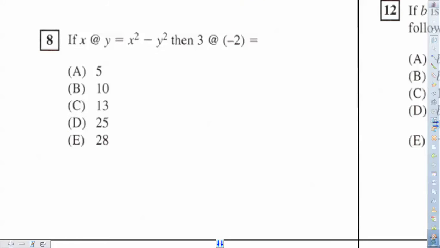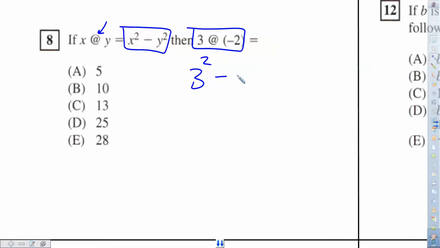Number 8. ACT will like to do this to you. They like to throw in a really funky looking symbol, and they'll define what that symbol actually means. In other words, x and then an at symbol, y just means square x and subtract y squared. So when they give you this situation here, what that's really telling us is 3 squared minus negative 2 squared. We have to square them first. Now we have 9 minus negative 2 squared, that's 4. 9 minus 4 is 5.